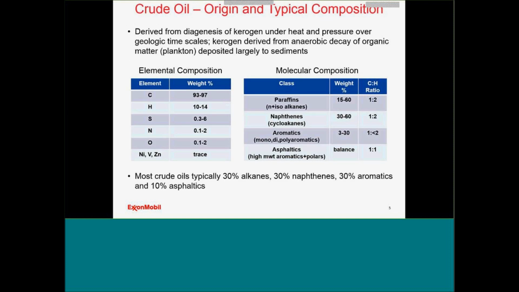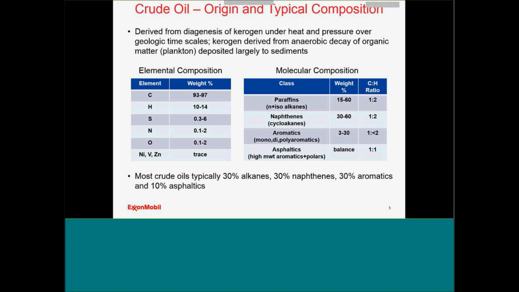So this next slide covers the origin and composition of crude oil. As you may know, crude oil is derived from the breakdown of kerogen over geological timescales. The kerogen source material is derived from the anaerobic decay of organic matter, often largely derived by marine plankton that had been deposited to marine sediments. The elemental composition of crude oil consists mostly of carbon and hydrogen, with smaller amounts of sulfur, nitrogen, and oxygen, as well as trace amounts of metals.